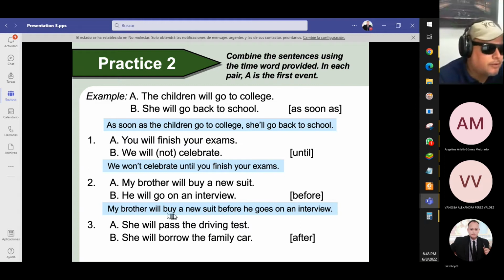My brother will buy a new suit before he goes on an interview. Él necesita el traje para ir a la entrevista. La lógica. ¿Verdad? No lo va a comprar después, lo necesita antes. Entonces, my brother will buy a new suit before, antes de. Before he goes on an interview. Pero before es la palabra, es el time expression. Entonces esta parte viene en el presente simple. Before he goes. Y este es el main clause, lo que él tiene que hacer. My brother will buy a new suit. Main clause viene en el futuro. Good job, good job. A ver, Miss Vanessa, please.